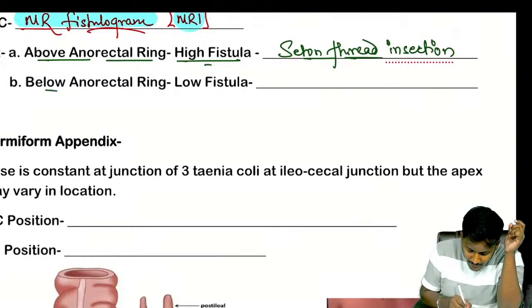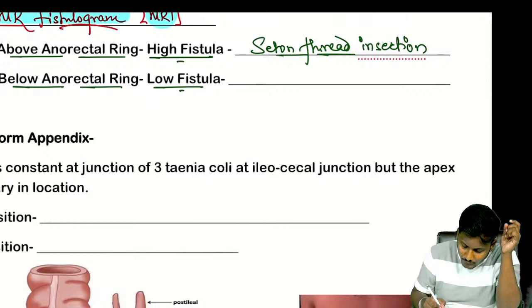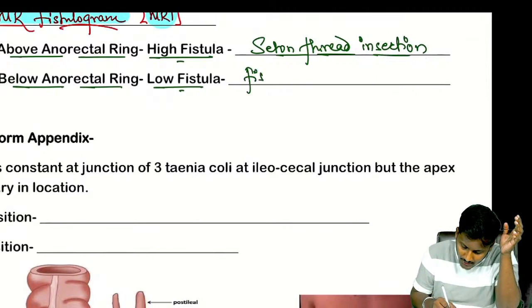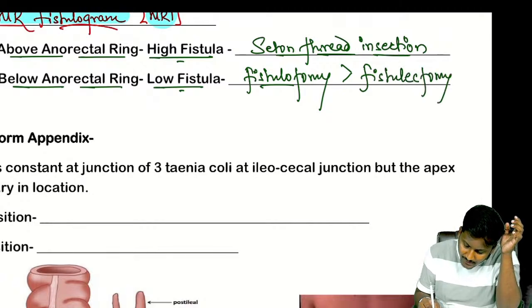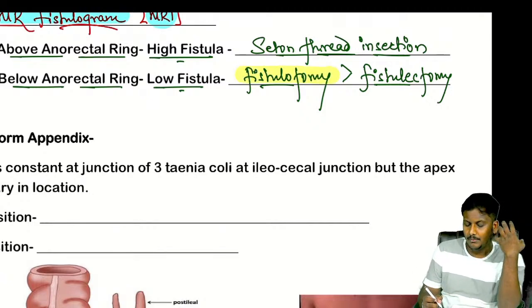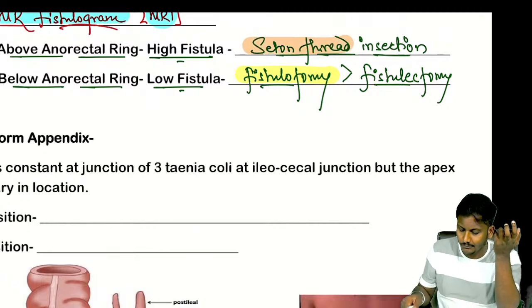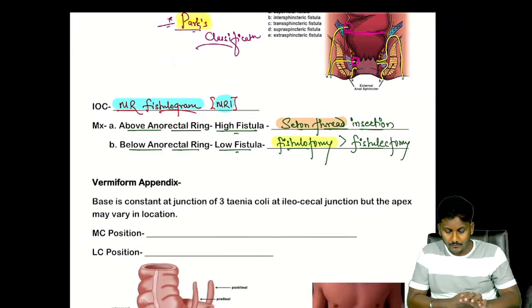Whereas if the fistula is below the anorectal ring, it is a low fistula, and in low fistula definitely, the management is what? As I've told you, fistulotomy is preferred over a fistulectomy. If they ask you which is the best surgery, it is fistulectomy. Chances of recurrence are very less, but sphincter damage के chances भी ज़्यादा है. Therefore, we commonly perform a fistulotomy, but the best surgery overall could be answered as fistulectomy. Clear baat? That was all about your perianal fistula.